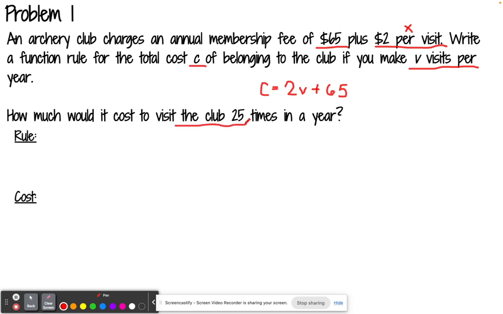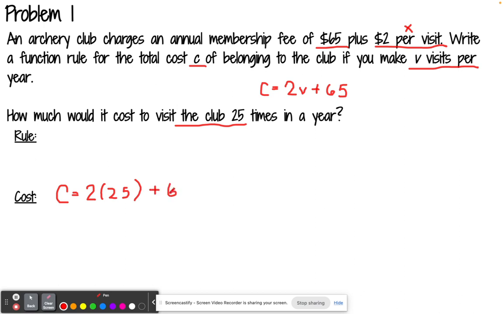The next question is, how much will it cost if I visit the club 25 times? Well, if that's the case, my cost is going to equal $2 per visit times my number of visits, which is 25 times. So I'm substituting 25 for V. But then I have to add my $65.